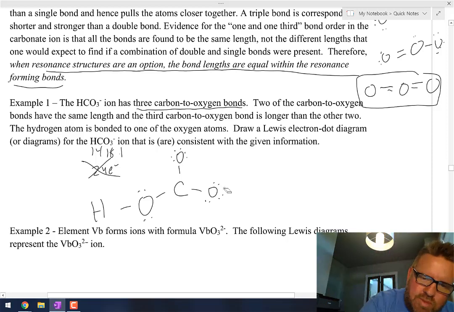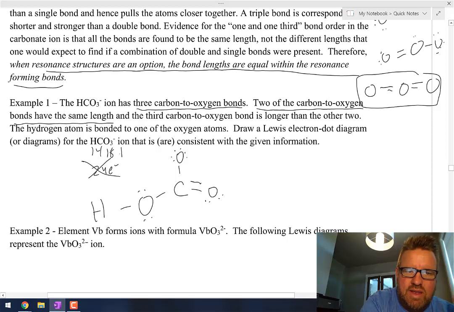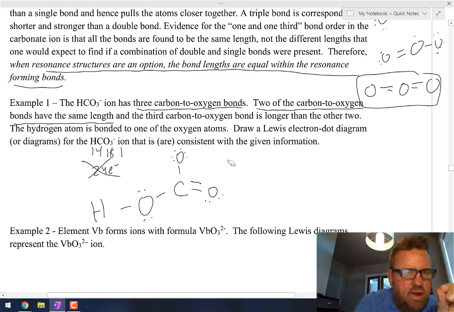Okay, in order to make this correct, we're going to take 2 electrons from one of the outer atoms and we're going to make a double bond. Okay, the problem here is that they say 2 of the carbon to oxygen bonds have the same length. Well, it's got to be these 2 right here, right? But one of them's a double bond, one of them's a single bond. That's the way you drew it, but that is not correct.